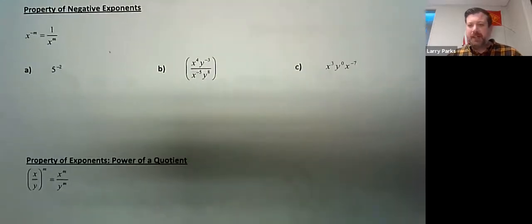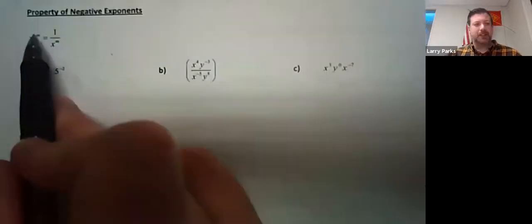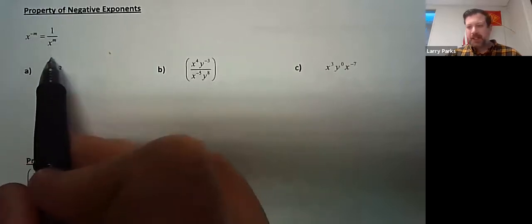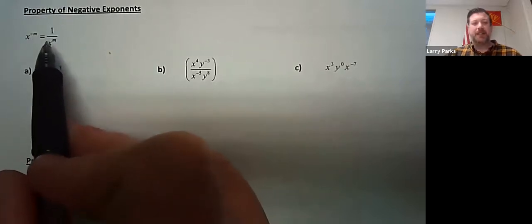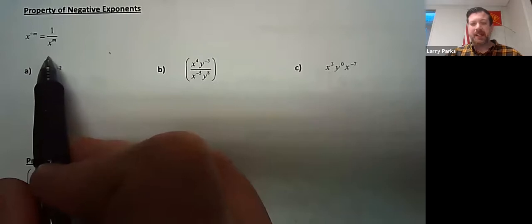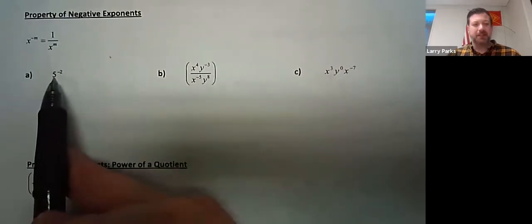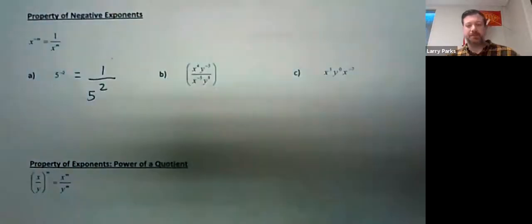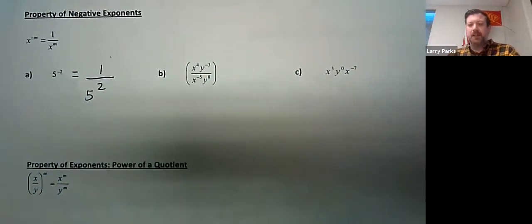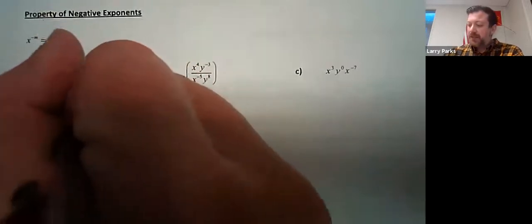What do you do when you have a negative exponent? If you have something raised to a negative power, just bring it down to the denominator. Same thing, if you have something in the denominator, just bring it up to the numerator. So 5 to the negative 2, we can write that as 1 over 5 to the positive 2. And 5 to the positive 2, 5 squared is 25, so that's 1 over 25.